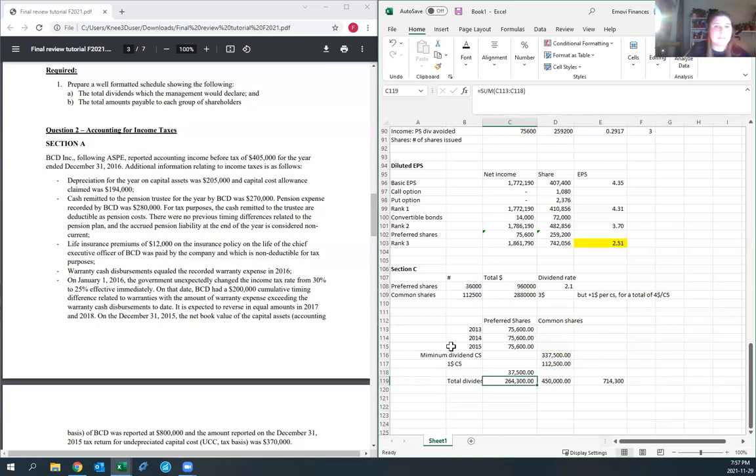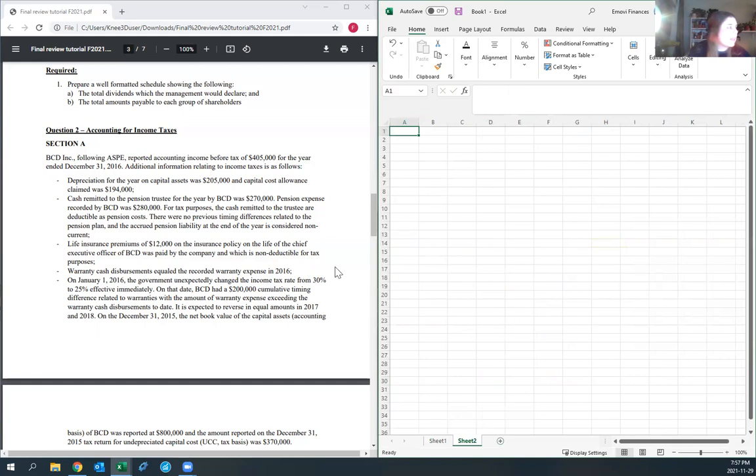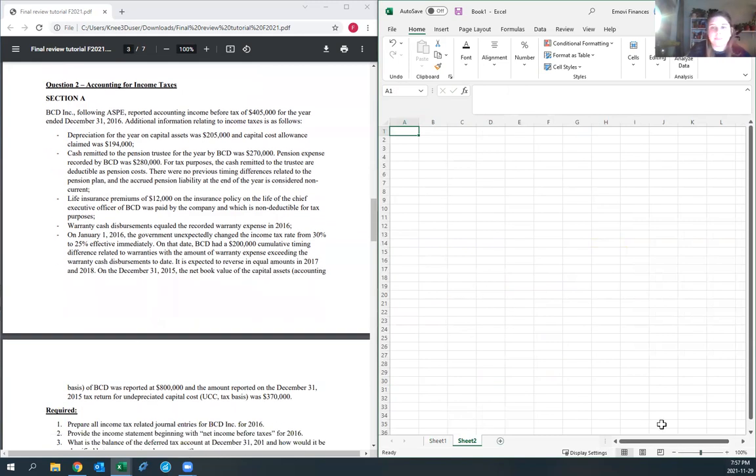No problem. All right. So question 2, it's on income taxes. I'm going to put up some key theory that you should definitely know for your exam. First thing is that under ASPE, you can use either the deferred tax method or the future income tax method. For the future income tax method, they make a difference between the non-current versus current tax account.